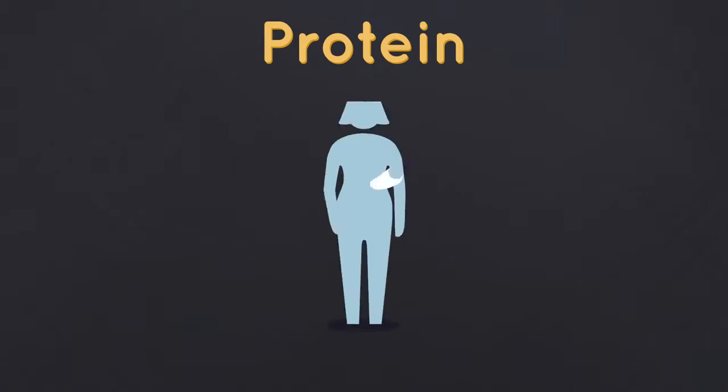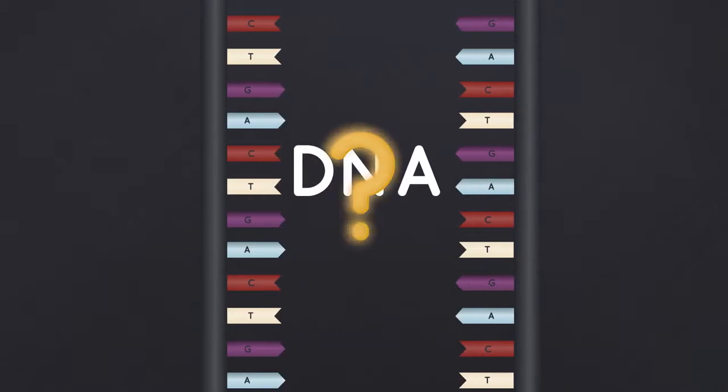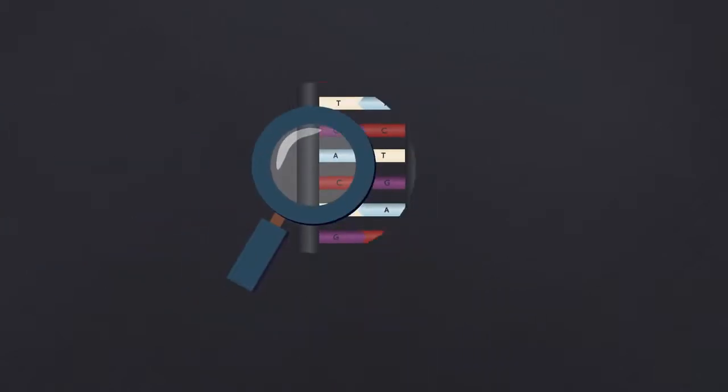Proteins are the building blocks of life, and as our genes code for specific proteins, this is how DNA controls our body and helps us to survive, develop, and reproduce. But what is DNA made up of? DNA is made up of lots of molecules called nucleotides.